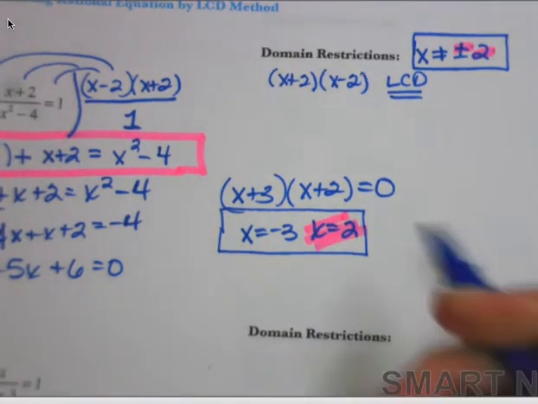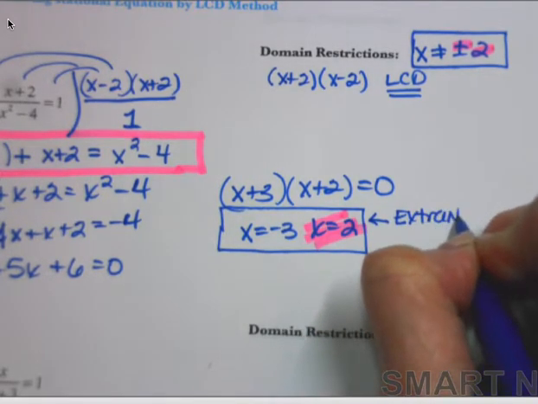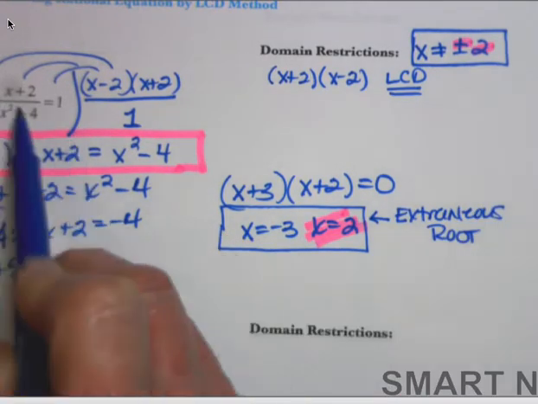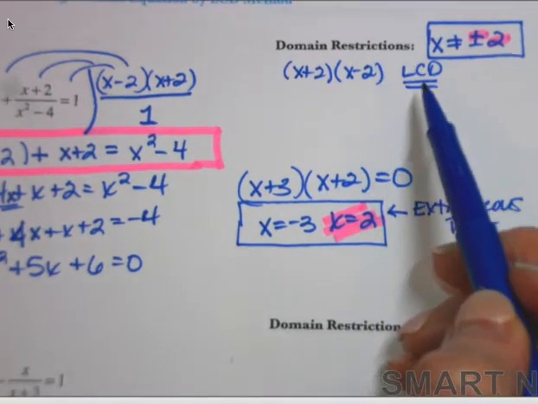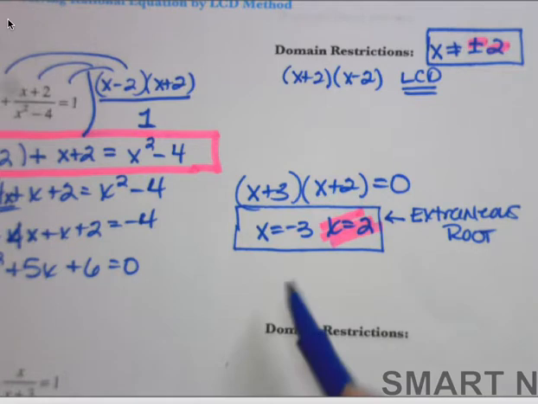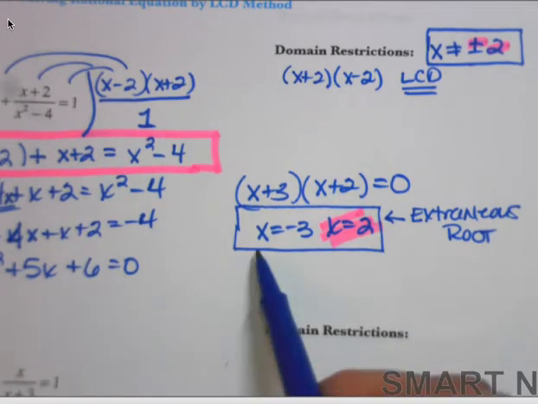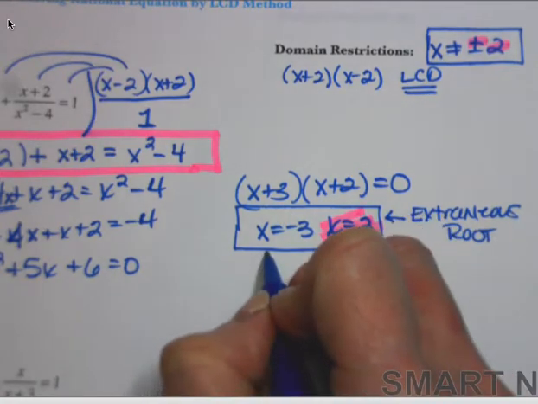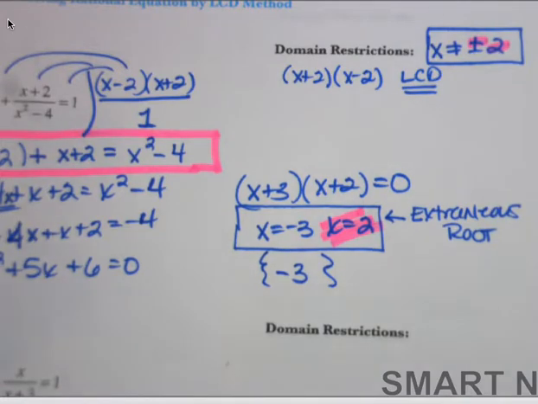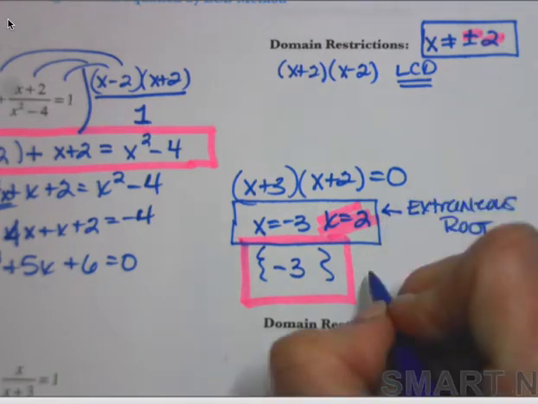So positive 2 is going to be considered an extraneous root. An extraneous root is a root to the original equation that's also a member of the excluded values set, or it's a root to the original equation that's not allowed to be part of the solution set because it makes the equation undefined. And I'm only going to have one solution for this particular problem. The only solution is going to be x equaling negative 3. So this would be the only solution for this particular problem.